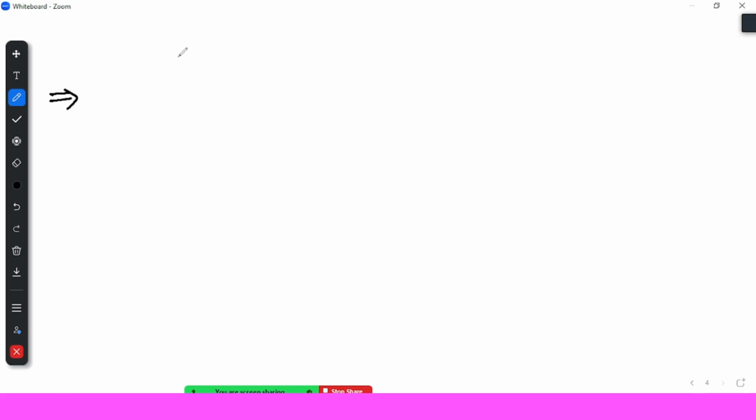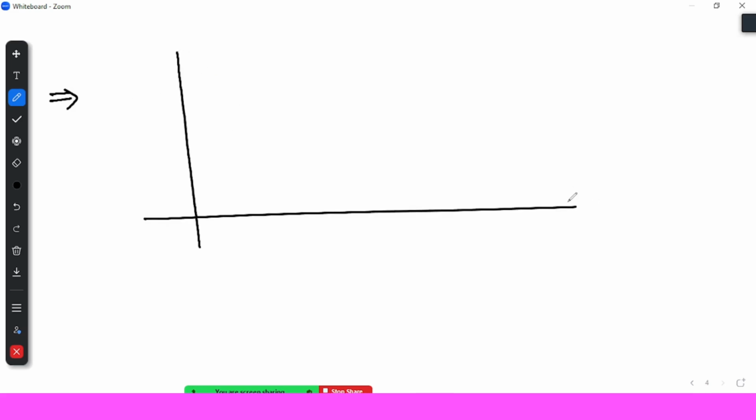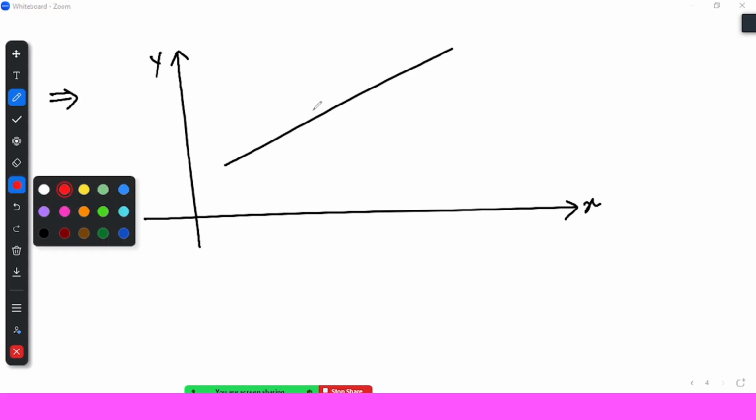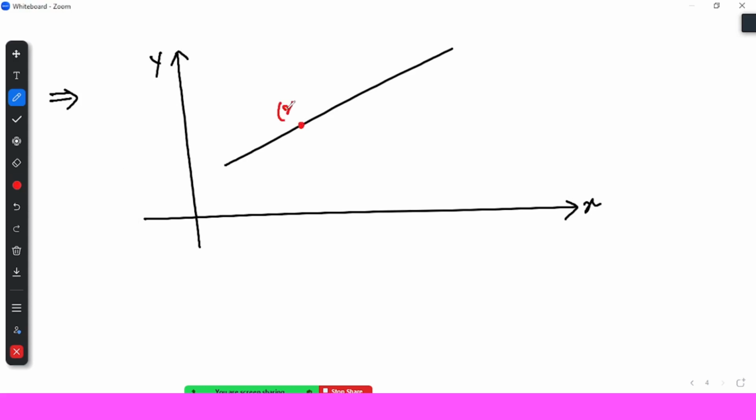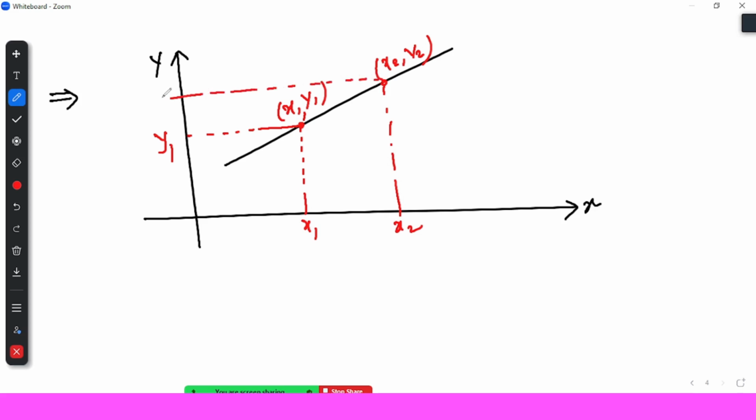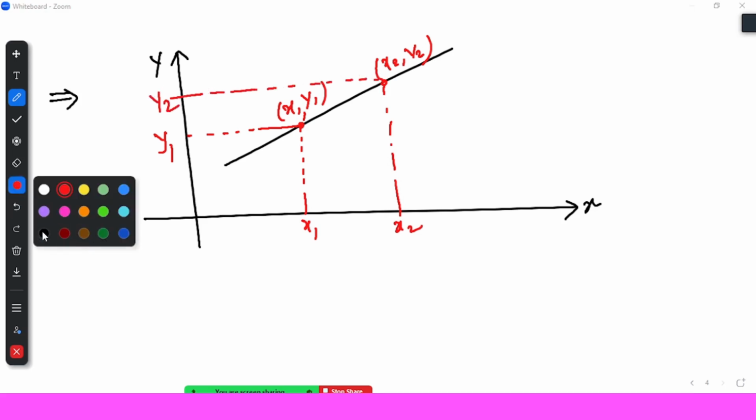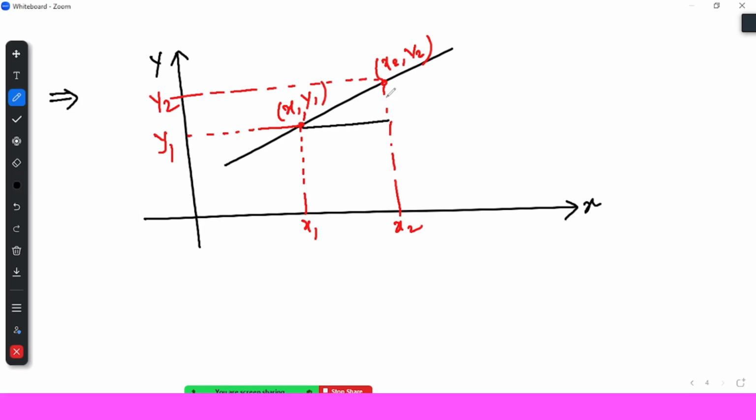Rishit, if we see a coordinate plane, this is the x-axis, this is the y-axis, and we have a straight line. Let us suppose in this straight line we have 2 points, x1 comma y1, and another point x2 comma y2. It means its x coordinate is x1 and its y coordinate is y1, its x coordinate is x2, and its y coordinate is y2. Then I think you have remembered that we are getting here a right angle triangle.